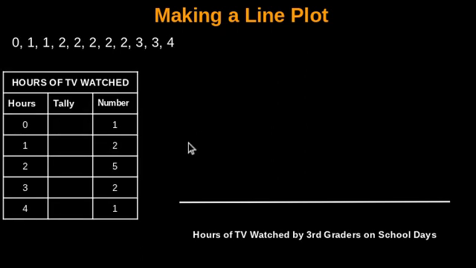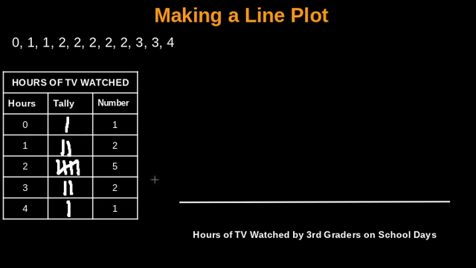Try to create a line plot using the data right here. You can go ahead while I fill in the tally marks. Hours of TV watched by 3rd graders on school days. We have just 1 student who doesn't watch at all. 2 students watch for 1 hour. 5 students watch for 2 hours. 2 students watch for 3 hours. And 1 student gets to watch for 4 hours. Okay, so I believe you're done with your line plot.